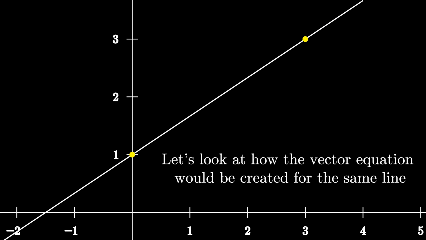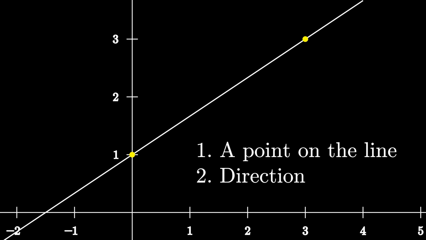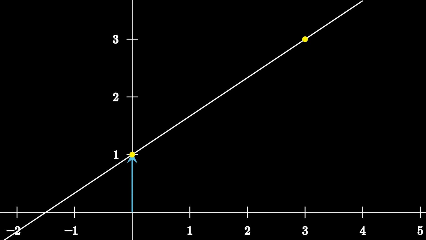Now let's look at how the vector equation would be created for the same line. We will use the same two pieces of information, a point on the line and its direction defined by the gradient. First, from the origin to a known point P, we can create a position vector which is usually denoted A, in our case (0, 1). This places us on the line. Now we just need to follow its direction.